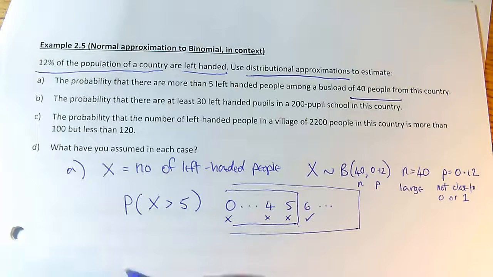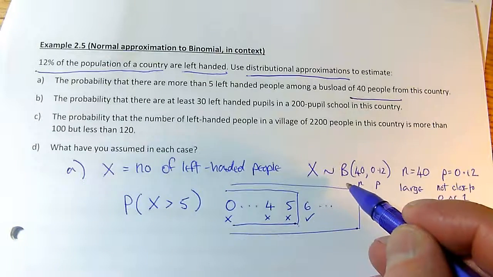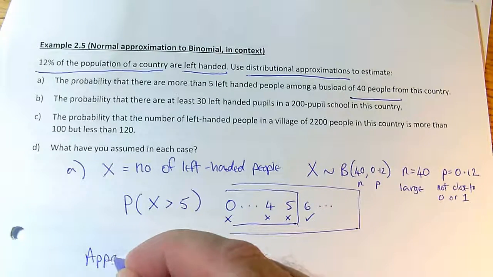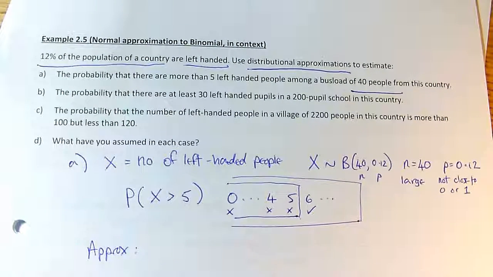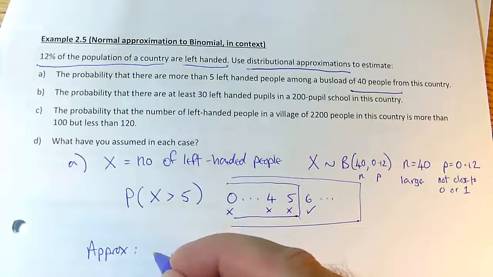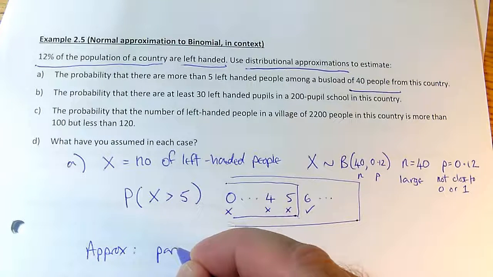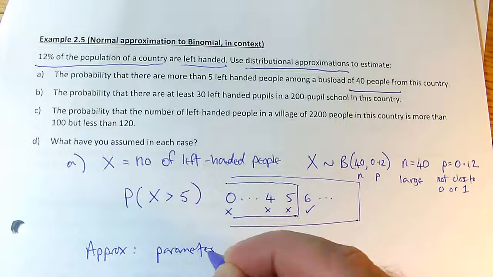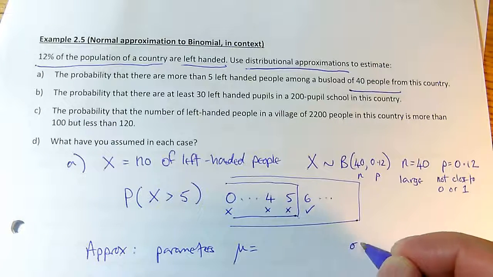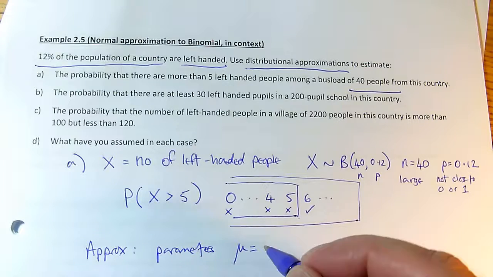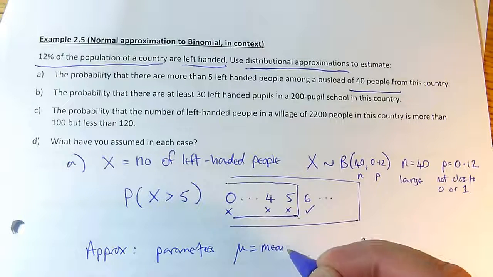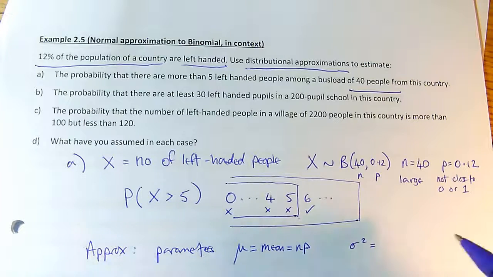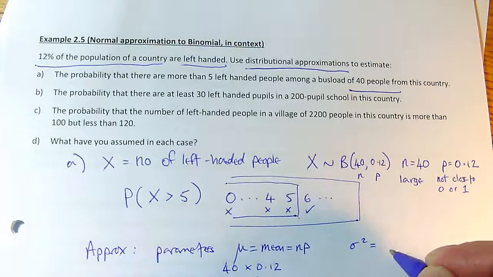Okay, right, let's set up our normal. So this is our exact distribution. Our approximate distribution is going to be, well, I need to find my parameters. So the parameters for a normal are mu and sigma. Well, let's do sigma squared. So mu, that's the mean, and the mean of a binomial is np. So what's my np? It's 40 times 0.12, okay, which is 4.8.